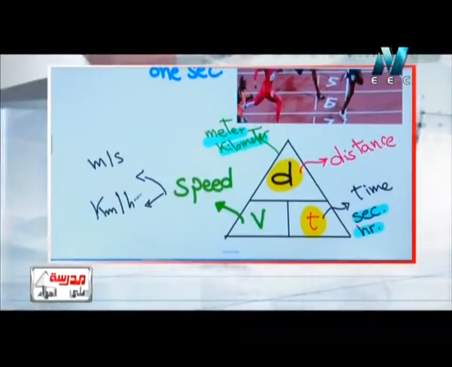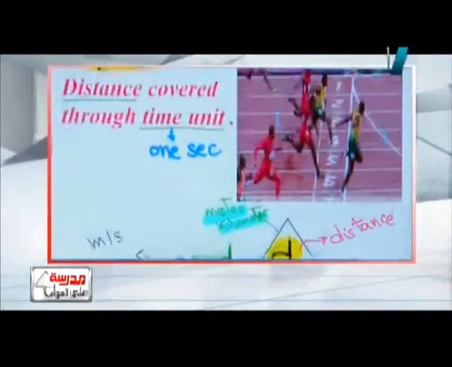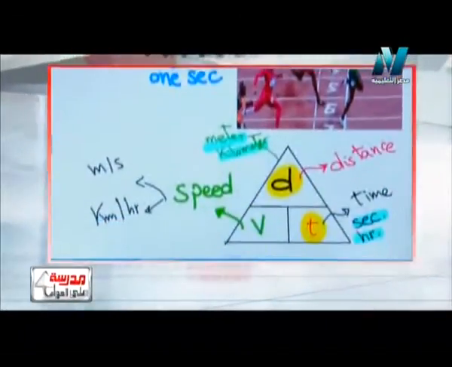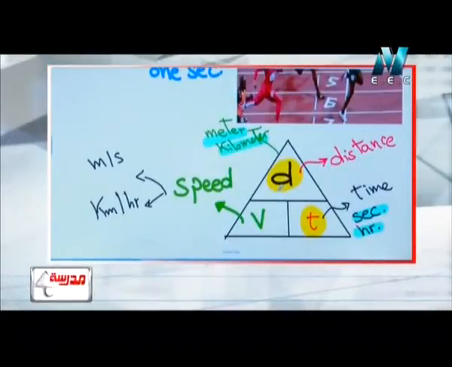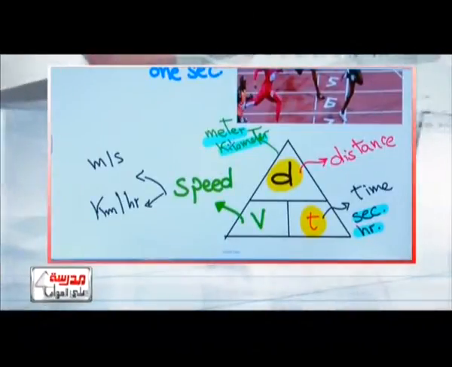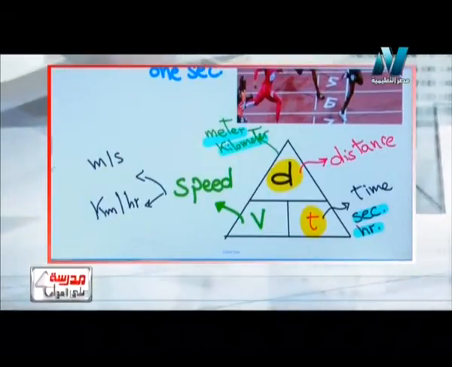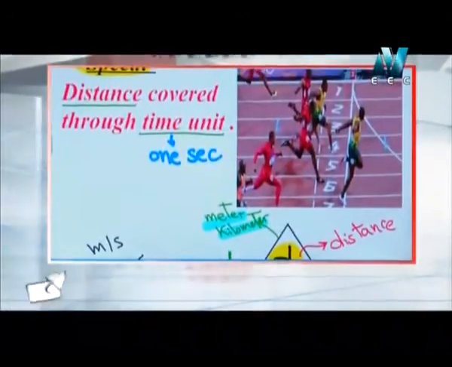So from this magic triangle, we can conclude the definition, distance covered through time unit or through 1 second. At the same time, we can conclude the measuring unit of speed from the measuring units of distance and time. So we can summarize this in simple words. What is the meaning of speed? Speed is the distance covered by a moving body in unit time, or in 1 second. And speed depends on two factors: the first is distance and the second is time.